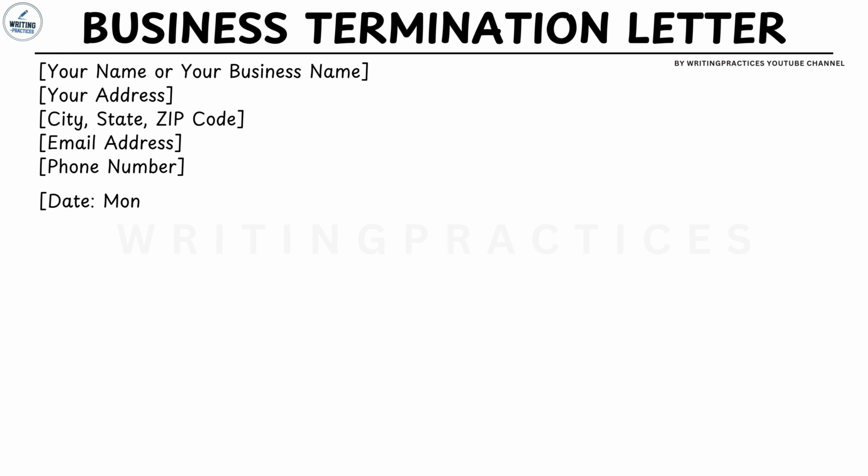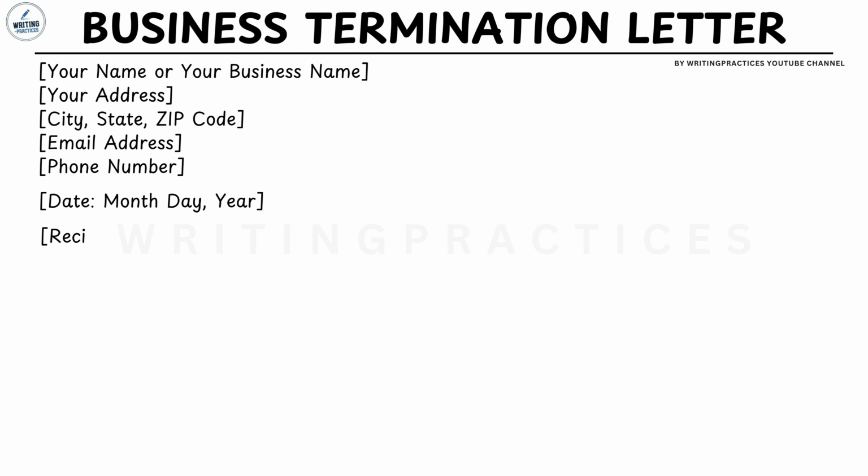Date. Next, we move on to the date section. You'll place this directly below your contact information. Here, you write the date you are sending the letter. Make sure it's written clearly. Use the full date, like November 26th, 2024. This helps your recipient know exactly when you're notifying them, which can be important for any deadlines or time-sensitive matters. It also acts as a reference point for any future communication or if the letter is needed for legal purposes. It's always best to keep things clear and precise.